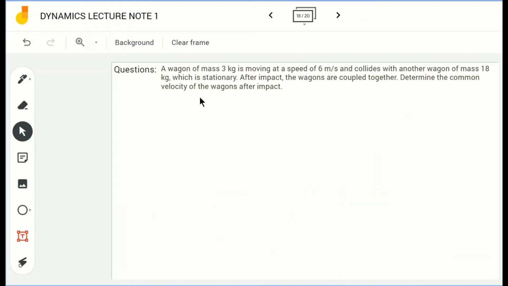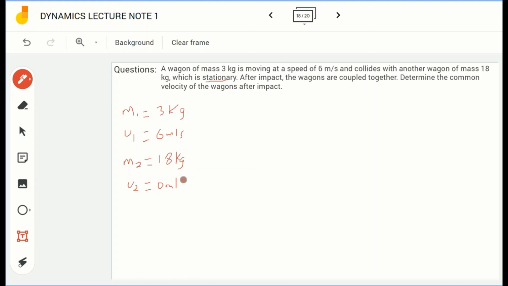Here we have two wagons. Our first wagon or object has a mass of 3 kg. So I can say that my M1 is equal to 3 kg. It's moving with a speed of 6 meters per second, so my U1 is 6 meters per second. It collides with another wagon, my M2, which is 18 kg. My U2 is 0, because my mass 2 is stationary. Now, after impact, the wagons are coupled together. We are asked to find the common velocity of the wagon, which is V.